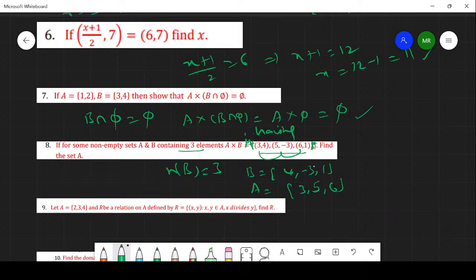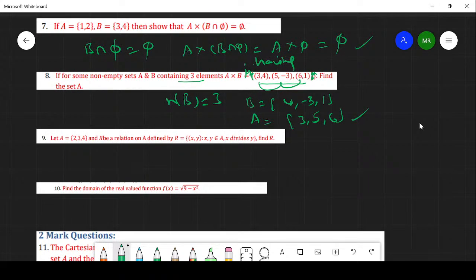A is equal to the set of 3, 5, 6. They are asking what is set A. A is equal to 3, 5, 6. That will be simple. Understood here? So how can you decide the total 9 elements are A? Because B contains 3 elements, so 3 elements I can mention, 4 minus 3, 1. Definitely along with that, the first coordinates belong to the set A. So A is having 3 different elements: 3, 5, 6.